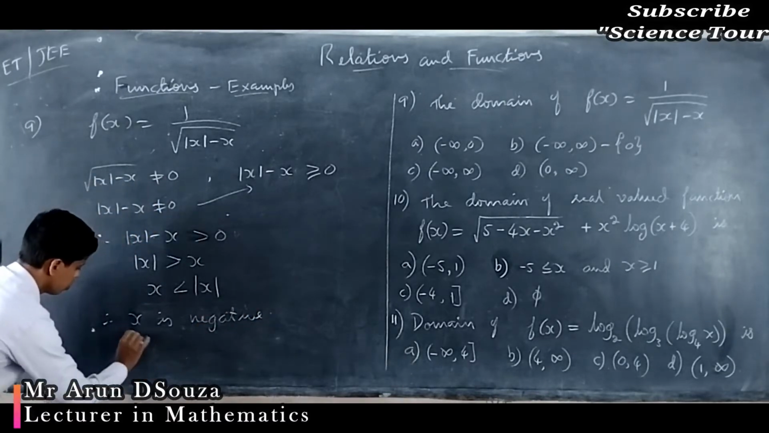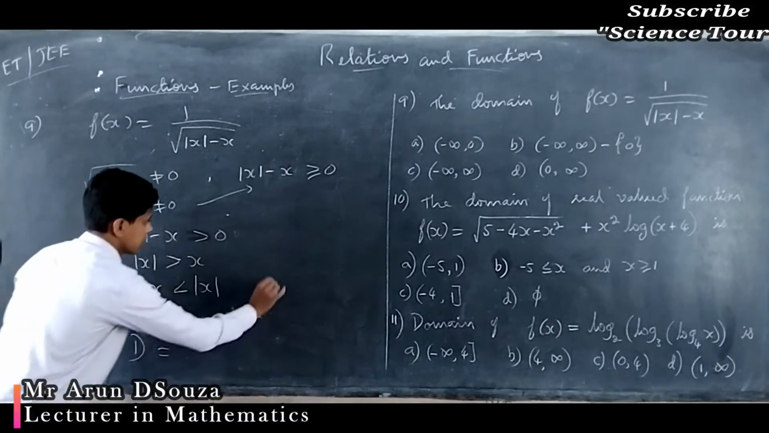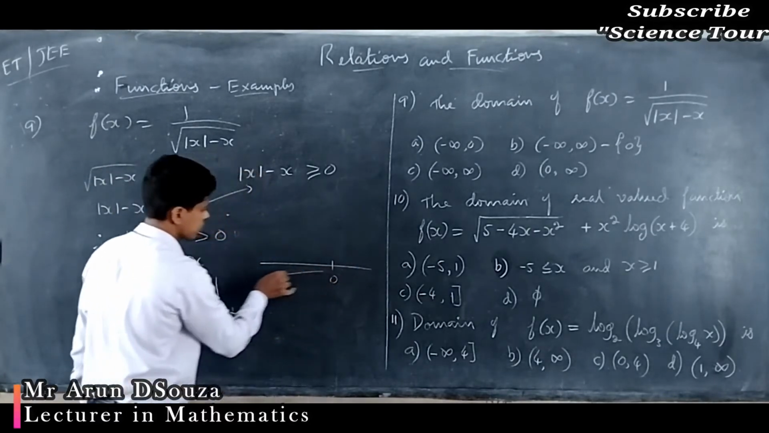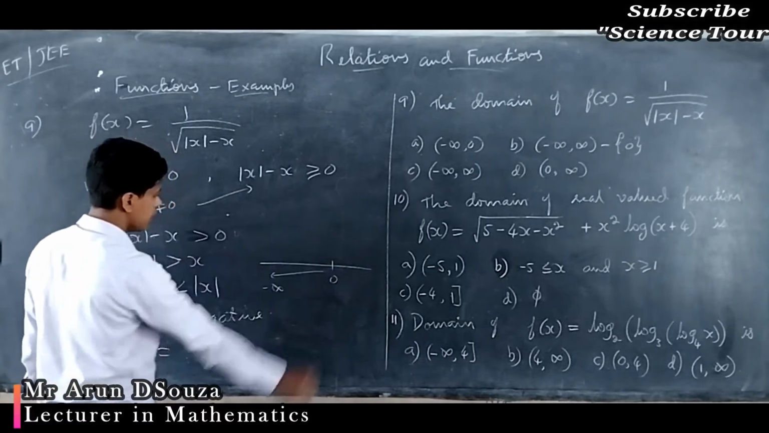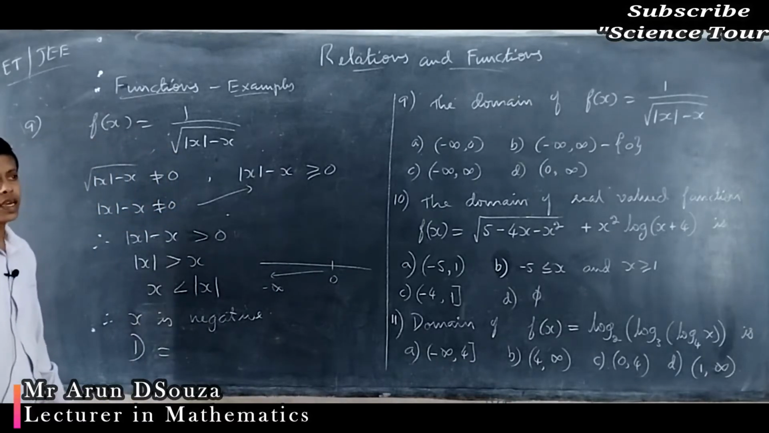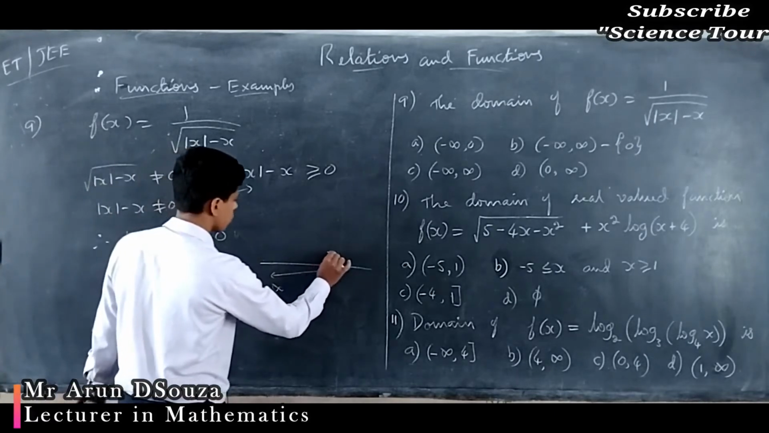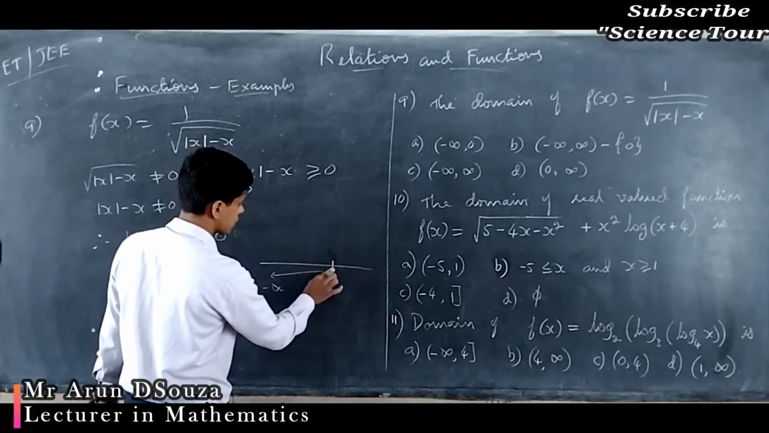That means your domain is negative values, less than 0. So minus infinity till 0. And do you think 0 is included? No, you cannot include 0. No, you have to exclude that.